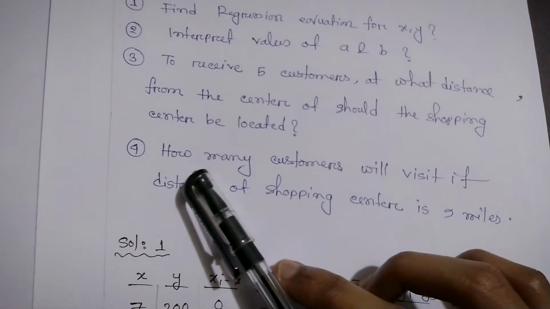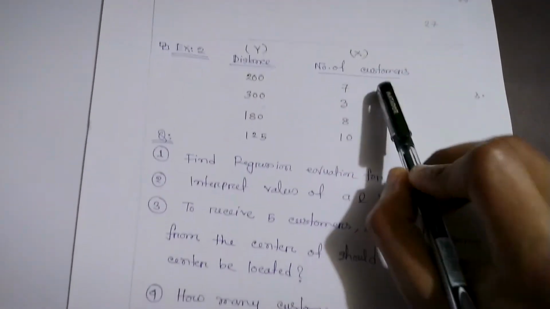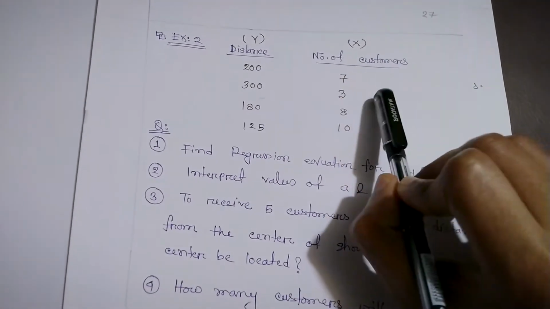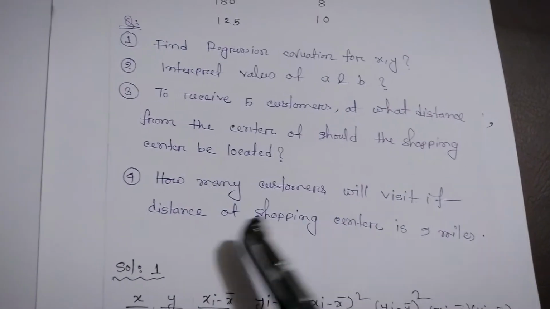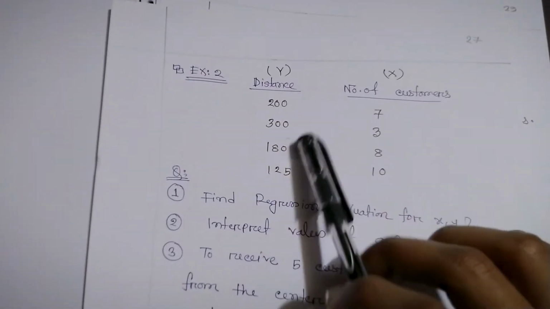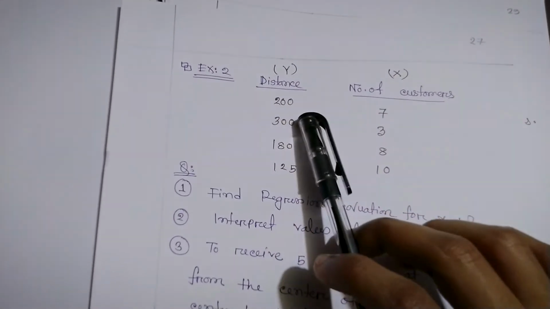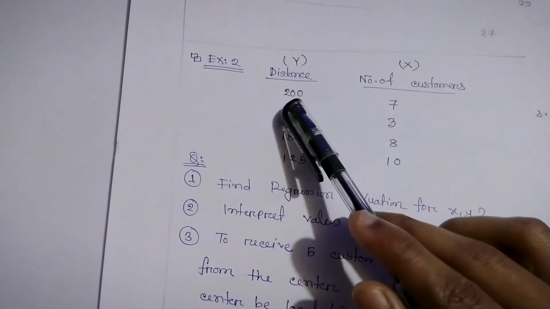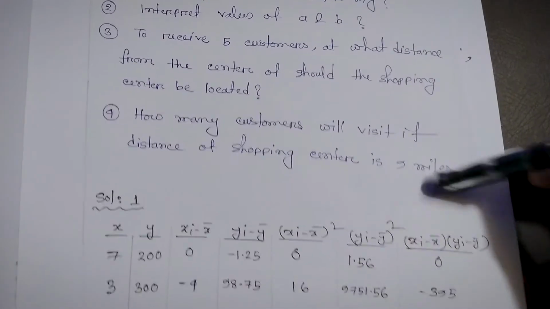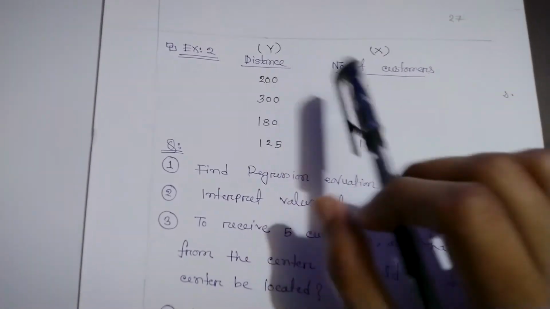Our question number 4 is how many customers will visit? So we need to find x, and we would be given y. How many customers will visit if the distance of the shopping center is 9 miles? We have been given 200 miles, 300 miles, 400, 800, 180 and 120 miles. So now you need to find it for 9 miles. Our y is given, we need to find x.